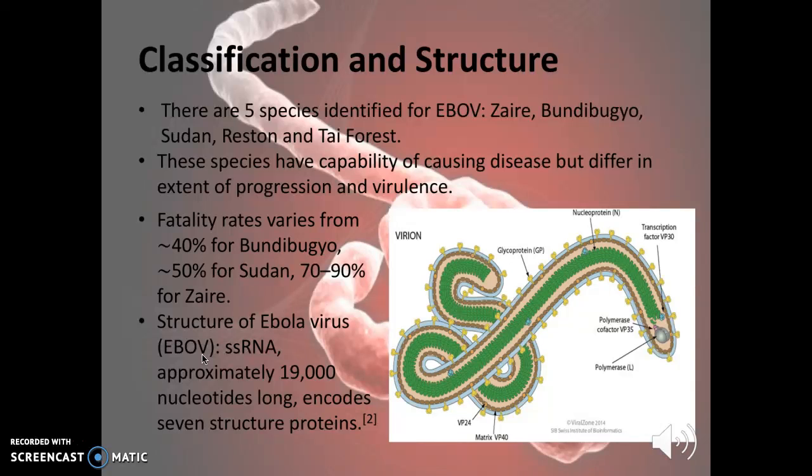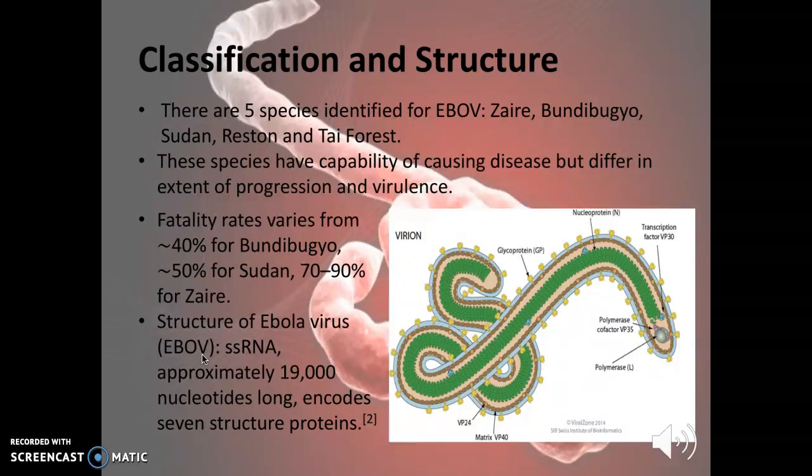There are 5 species identified for Ebola virus. They are Zaire, Bundibugyo, Sudan, Reston, and Tai Forest. These species all have the capability of causing disease, but differ in extent of progression and virulence. The fatality rate varies from 40% for Bundibugyo, 50% for Sudan, and 70 to 90% for Zaire. All 3 of them are associated with the outbreak in West Africa.